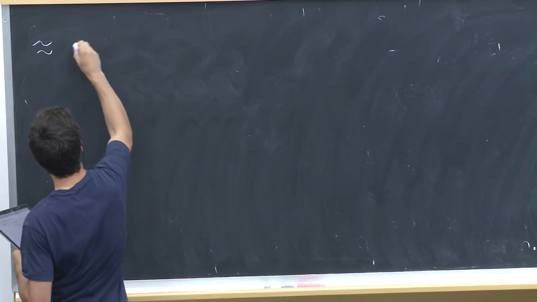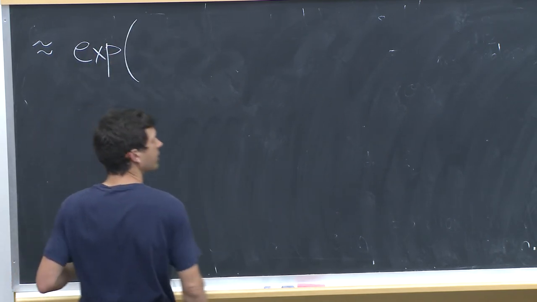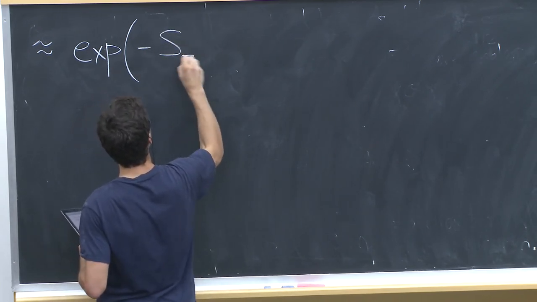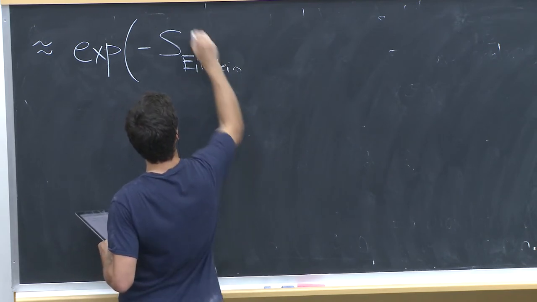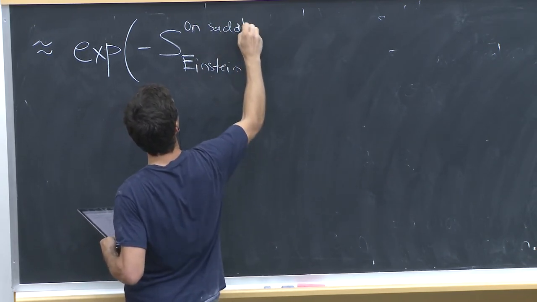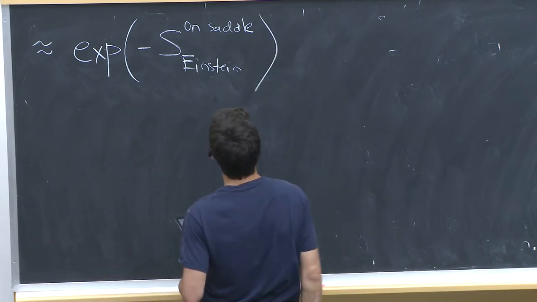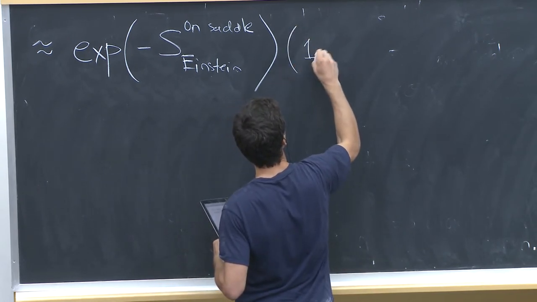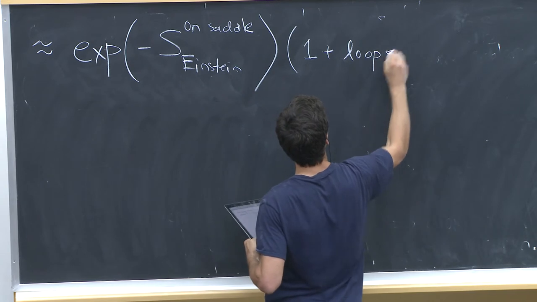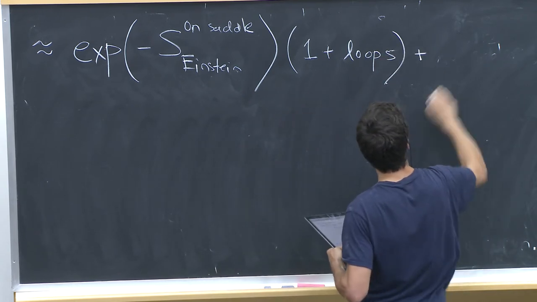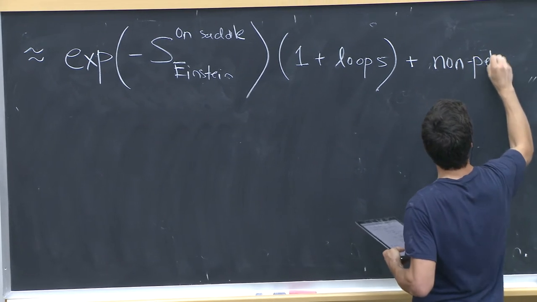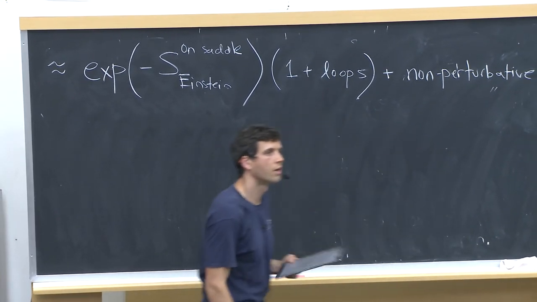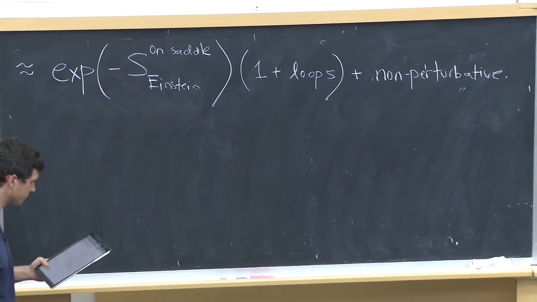If it's dominated by a saddle point, then the basic form we expect to get from doing some semi-classical analysis on this path integral is e to the minus the Einstein action on the saddle point. Of course, there are going to be corrections to this formula. There'll be loops, and there will be non-perturbative contributions, say, from other saddle points in the path integral.